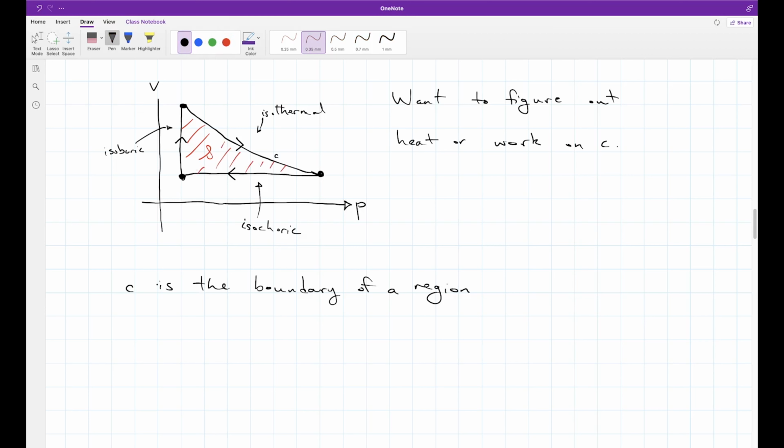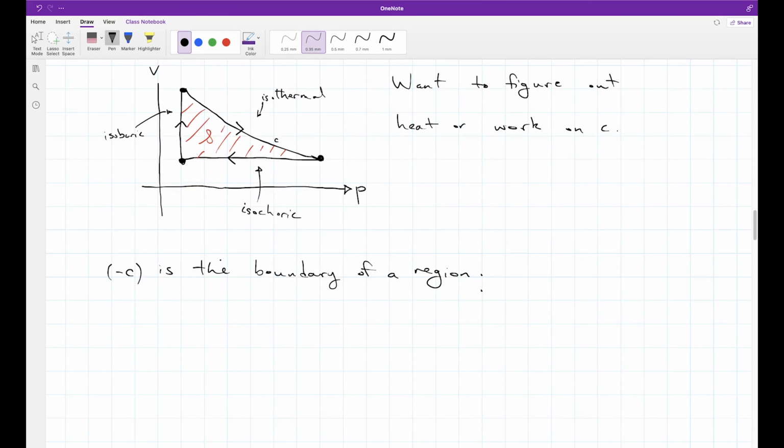And C is actually the opposite of the boundary. So maybe I should say minus C is the boundary. And I say that because C goes clockwise, whereas we know that a boundary should go counterclockwise. Good. So now I can use Stokes's theorem.